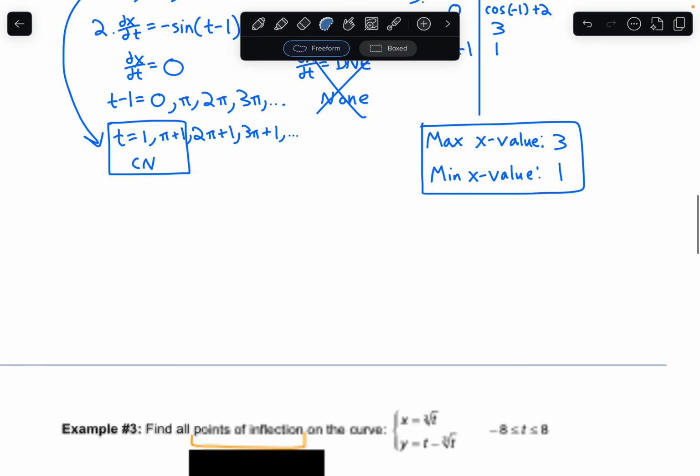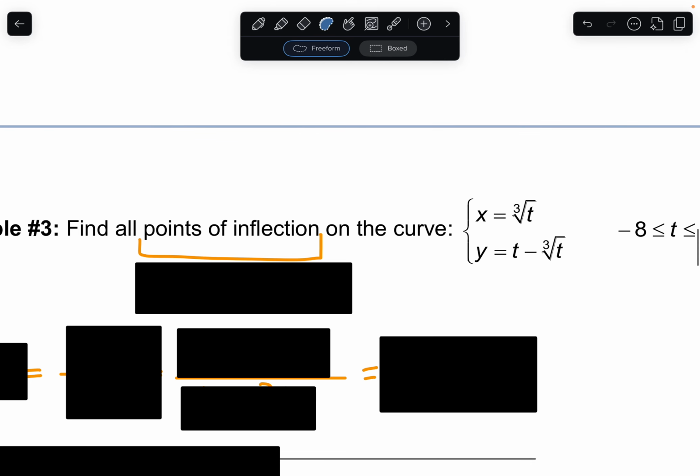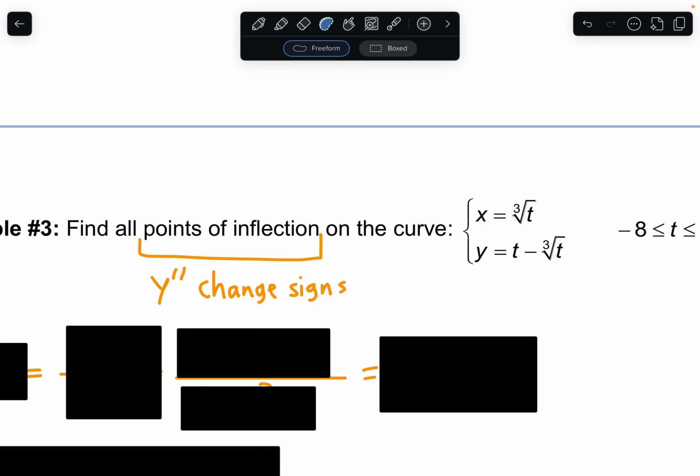Okay, one more. Example 3, find all points of inflection. Now remember, a point of inflection you can think of in 2 ways. The way I'm going to think of it for this question is, where does the second derivative have a sign change? You could also think of it as where the first derivative goes from increasing to decreasing or decreasing to increasing.